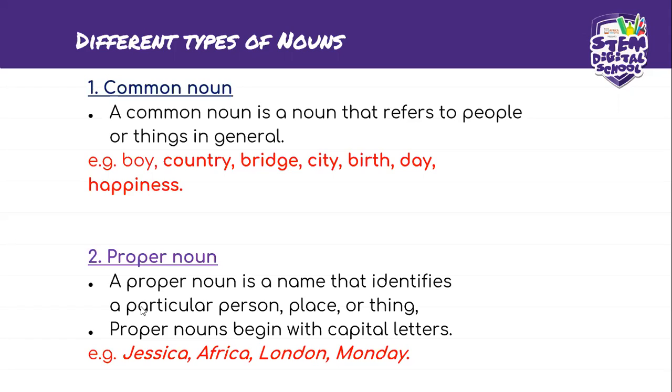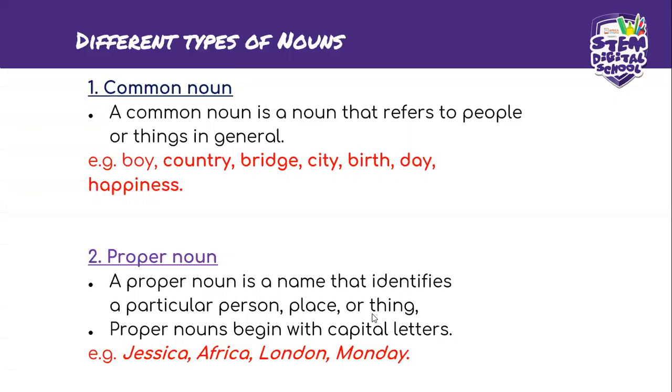And then we come to the next type of noun, which is called a proper noun. So a proper noun is a name that identifies a particular person, place, or thing. Okay, so proper nouns begin with capital letters. So let me read that again. A proper noun is a name that identifies a particular person, place, or thing.